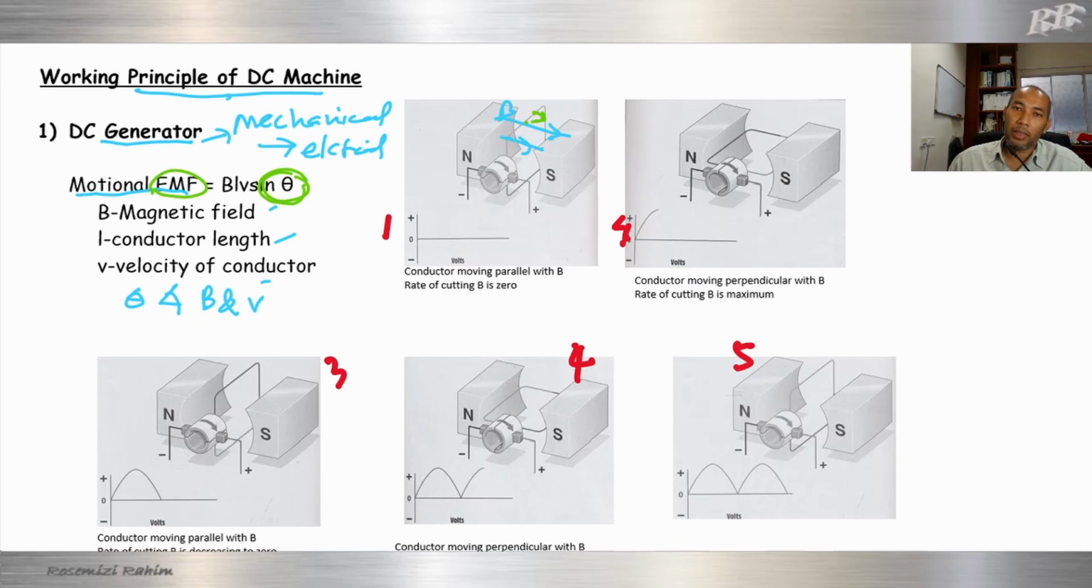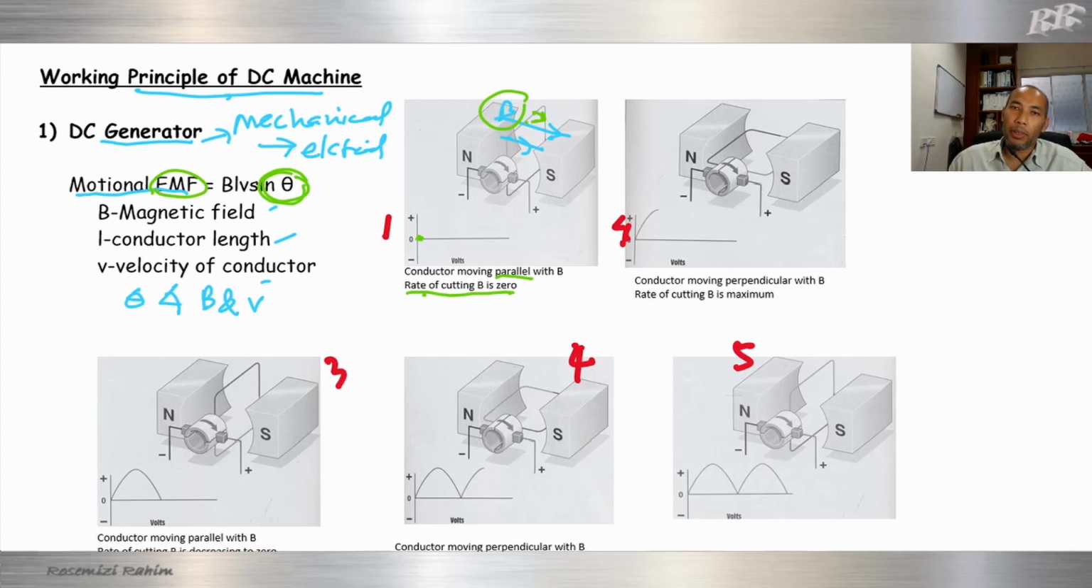Conductor and magnetic field B are in the same direction, parallel position. So that means there is no induced voltage there. The rate of cutting B is 0. The same direction, so there is no cutting of the magnetic field, so there is no generated voltage. That's why our output will be 0 here. Induced voltage is 0. That is at this position.